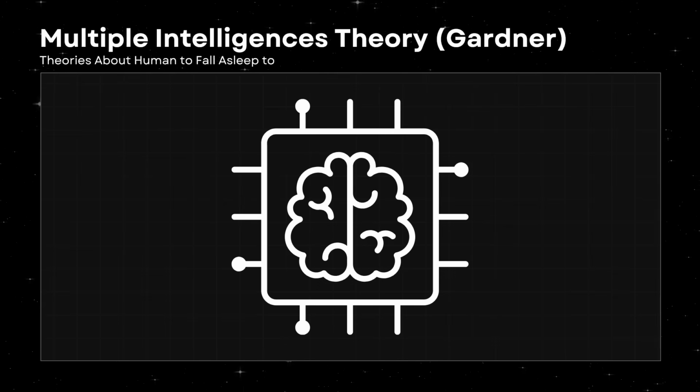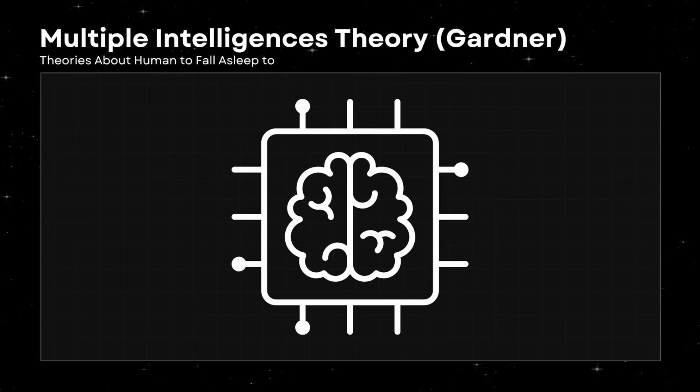Howard Gardner's theory of multiple intelligences says that intelligence is not just one general ability measured by a test. Instead, he argued that people have many types of intelligence, each with its own strengths and ways of solving problems. This idea challenges the older view that intelligence is mostly about math, logic, or language skills.